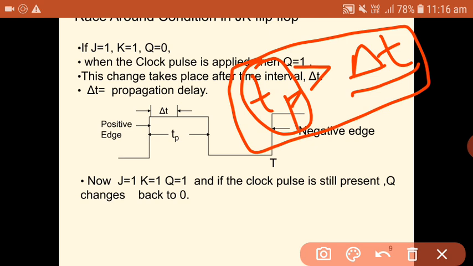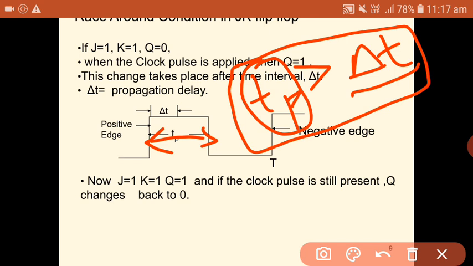Race around condition occurs. That means within a single clock pulse itself, I can assume this Tp as a single clock pulse, is it or not? So within a single clock pulse, the output has to change only once, but for the J is equal to 1 and K is equal to 1 combination, since the present output is toggled, Q becomes 1 from 0 and 0 from 1. So it toggles more than once.